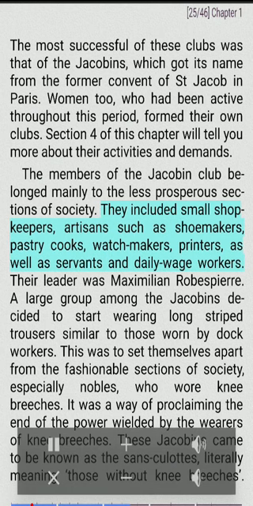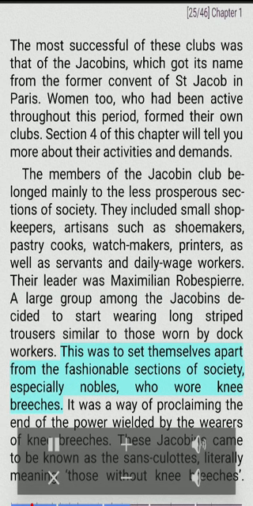The members of the Jacobin Club belonged mainly to the less prosperous sections of society. They included small shopkeepers, artisans such as shoemakers, pastry cooks, watchmakers, printers, as well as servants and daily wage workers. Their leader was Maximilien Robespierre.